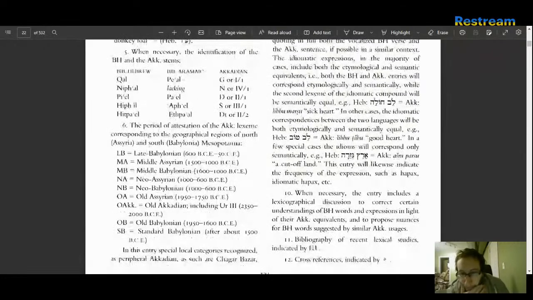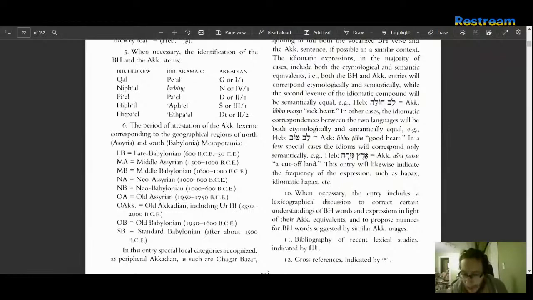Let's see here. This entry will likewise indicate the frequency of the expressions, such as hapax, idiomatic hapax, etc. So hapax basically means it occurs only one time, and that means it's so infrequent in usage that the meaning is not 100% certain. Because if it only occurs one time in the language, how do we know that's what it means? The best way to know what a word means is to see that word used over and over again in different contexts. But if the word is used only once in one context, we have less confidence of what its meaning is.